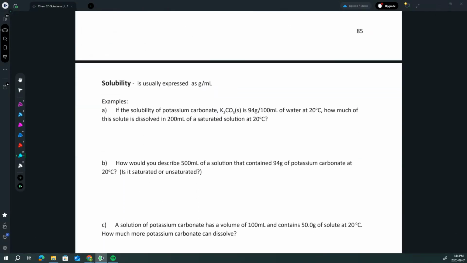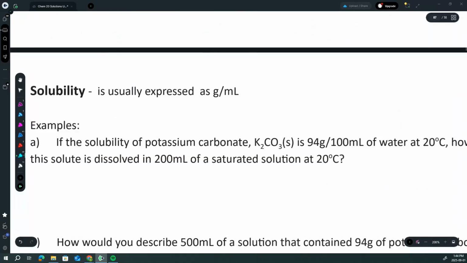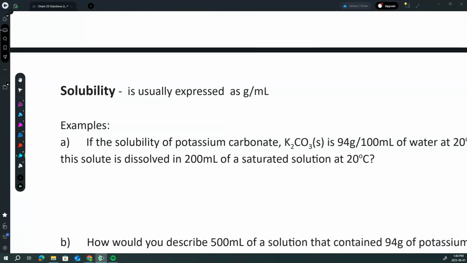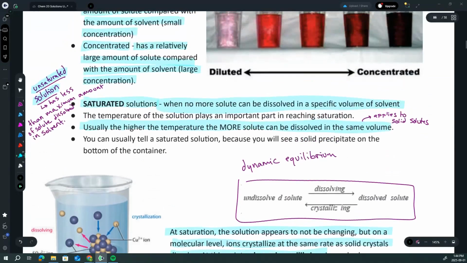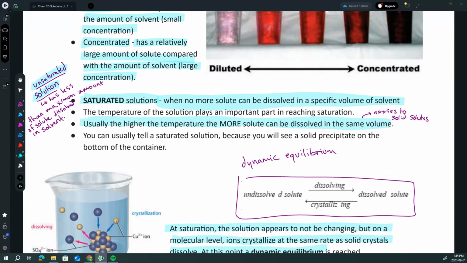All right, so moving on to some solubility examples. Solubility is typically expressed in grams per milliliter. So just a reminder that solubility tells you the maximum amount you can dissolve of a particular substance, usually in water. Okay, and as we said before, it is related to temperature. So solubility is just telling you the maximum amount of a substance you can dissolve, usually in water, at a specific temperature.